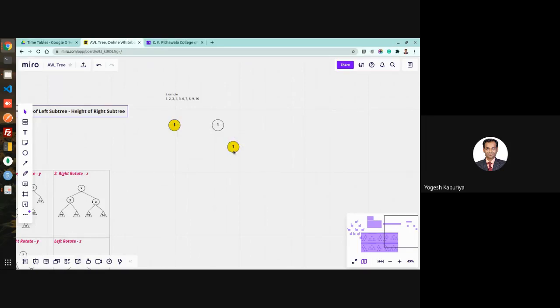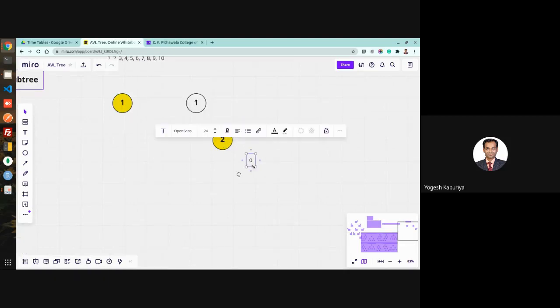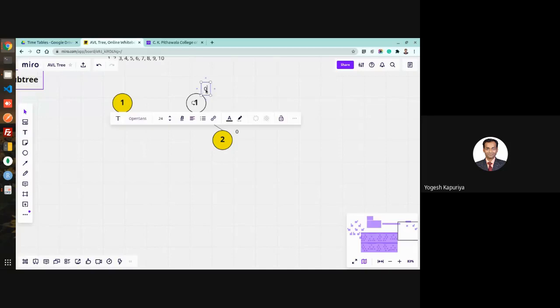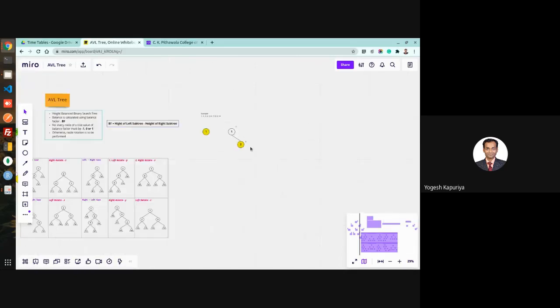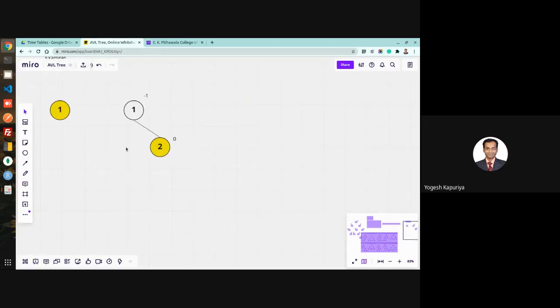Next we are inserting 2. So 2 is greater than 1, so it goes here. Let's check the balance factor. For the newly inserted node, it will be 0, obviously. And for this, it is left minus right. So left is 0 and right is 1, so this will be minus 1. Is it an AVL tree? Yes, because the balance factor is 0, minus 1, or 1.